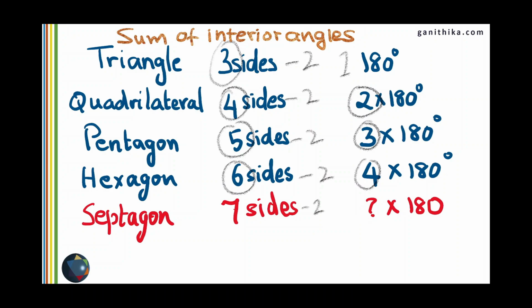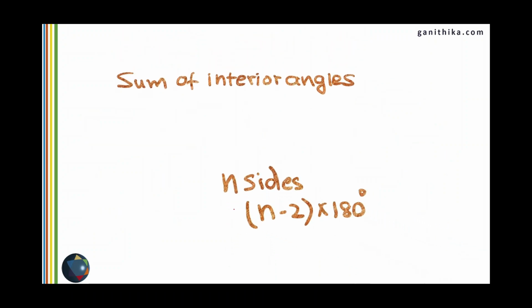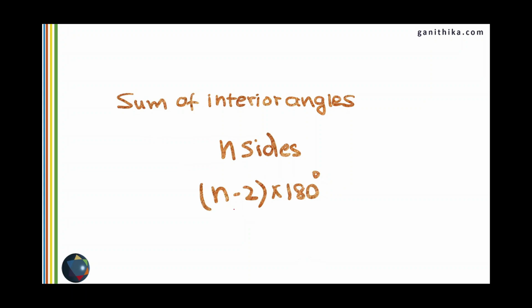Therefore, 7 minus 2 will give you the number of triangles in a septagon. Therefore, the number to be multiplied with 180 degrees is 5. Therefore, sum of the interior angles of a septagon is 5 times 180 degrees. If I continue like this, what will be the number of triangles for an n-sided polygon? You simply have to subtract 2 from n to get the number of triangles and multiply by 180 degrees. Therefore, the sum of interior angles of an n-sided polygon will be n minus 2, where n is the number of sides, times 180 degrees. This can be taken as a formula for the sum of interior angles of a polygon of n sides.